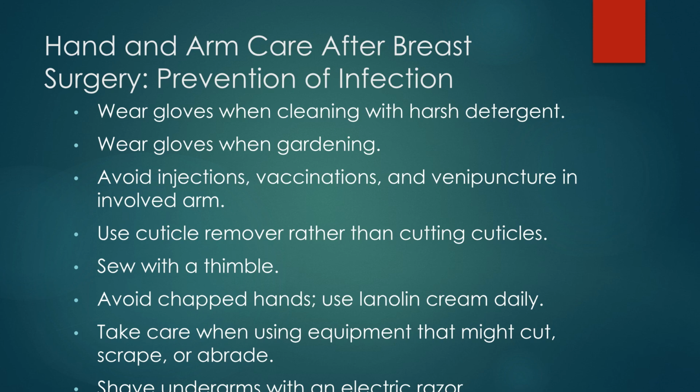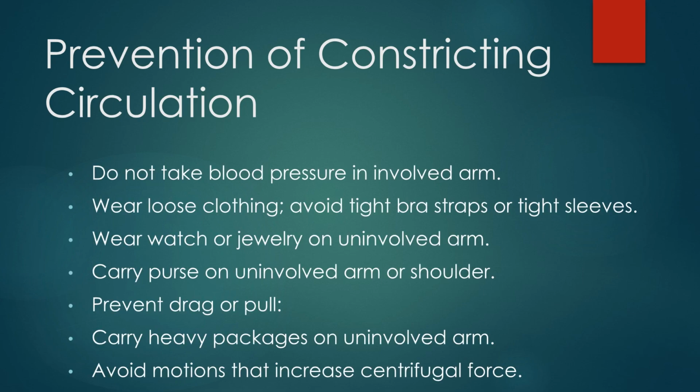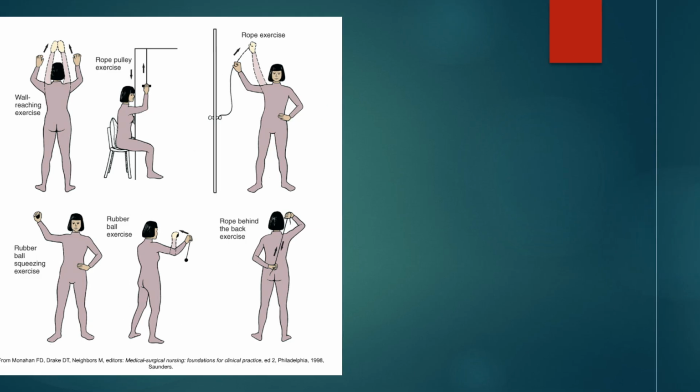Patients should wear gloves when cleaning or gardening, avoid injections or blood draws in the involved arm, use cuticle remover, and shave underarms with an electric razor. To prevent constricting circulation, patients should avoid taking blood pressure on the involved arm, wear loose clothing, and wear watches or jewelry on the uninvolved arm. Patients should also avoid lifting heavy objects and carry purses on the uninvolved arm or shoulder to prevent drag or pull on the affected side.